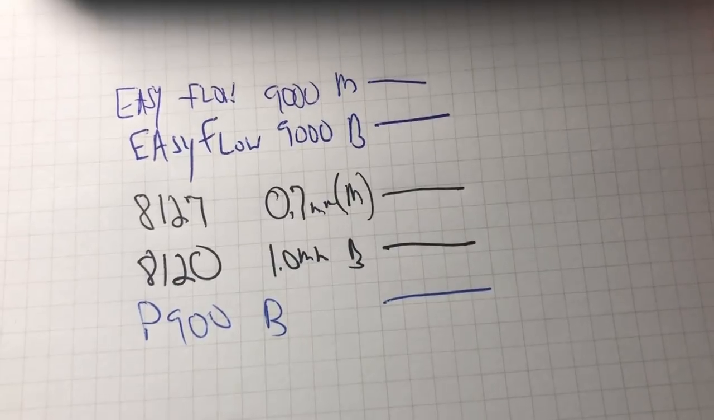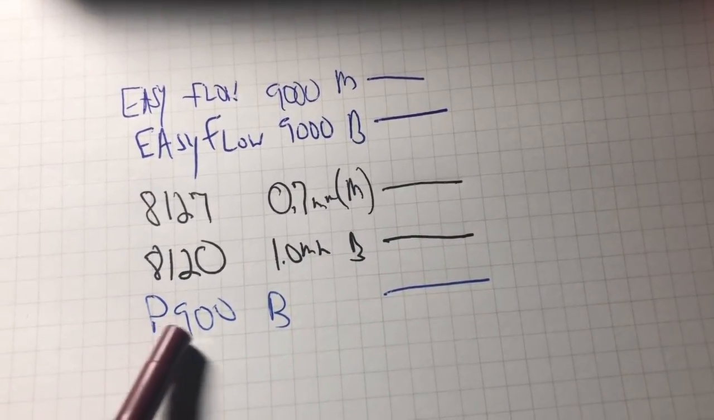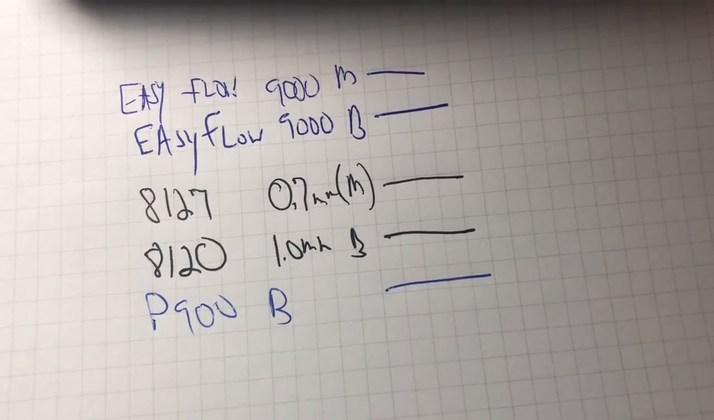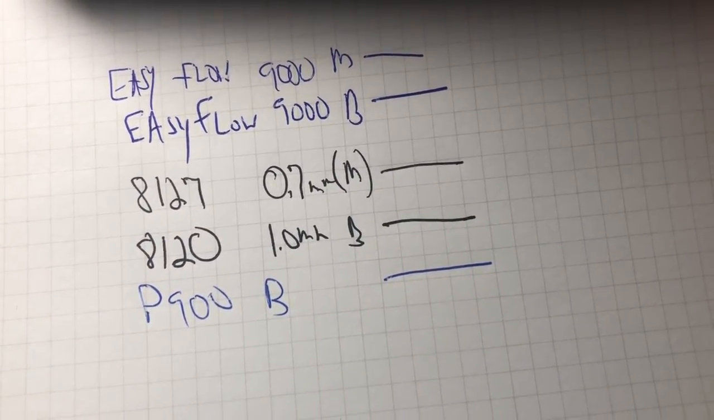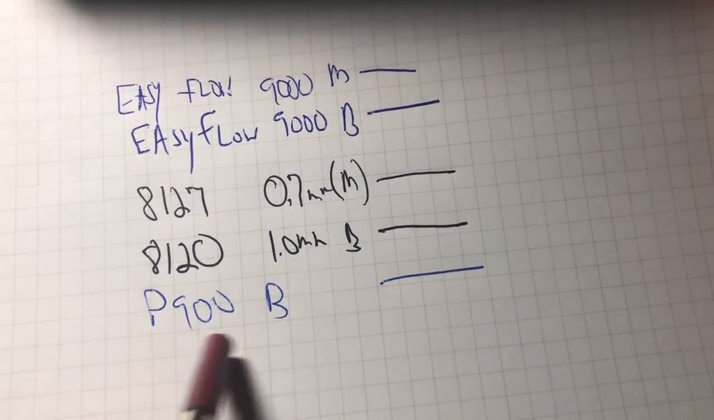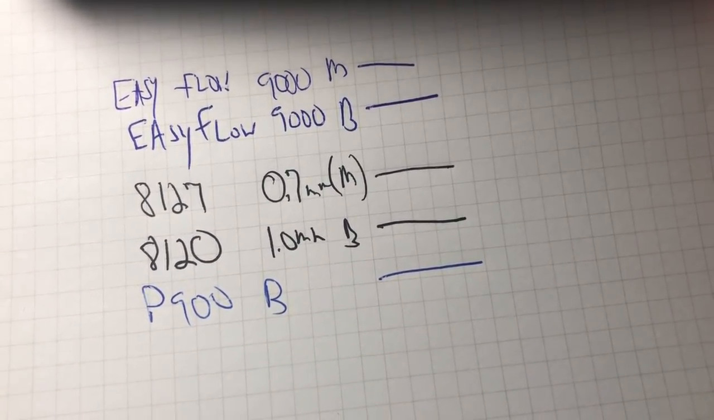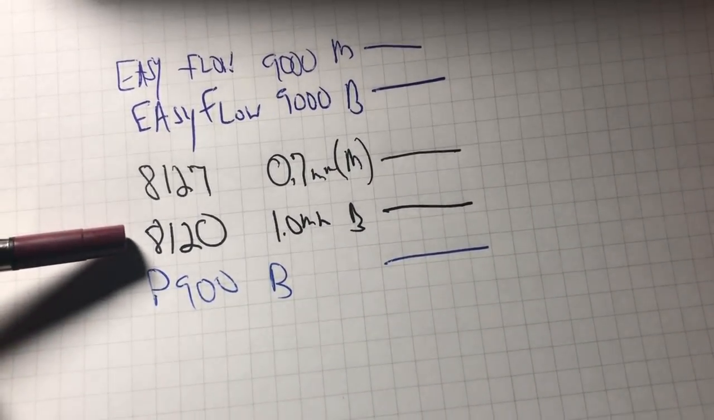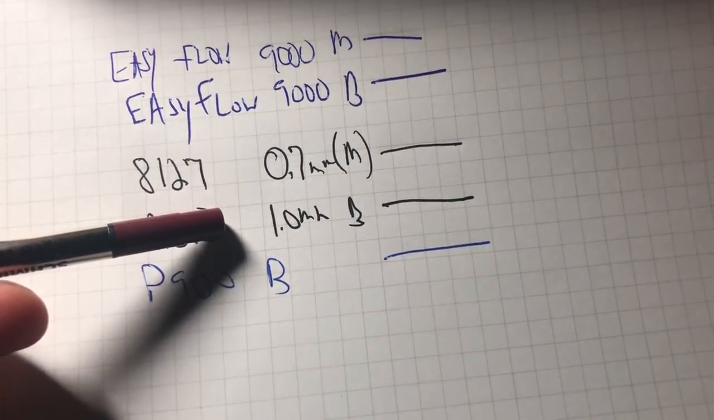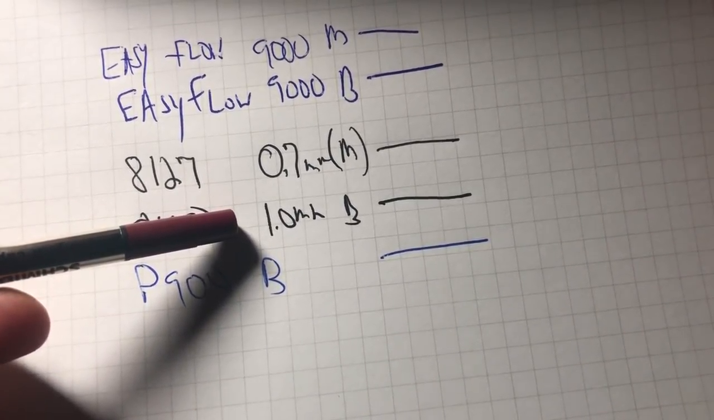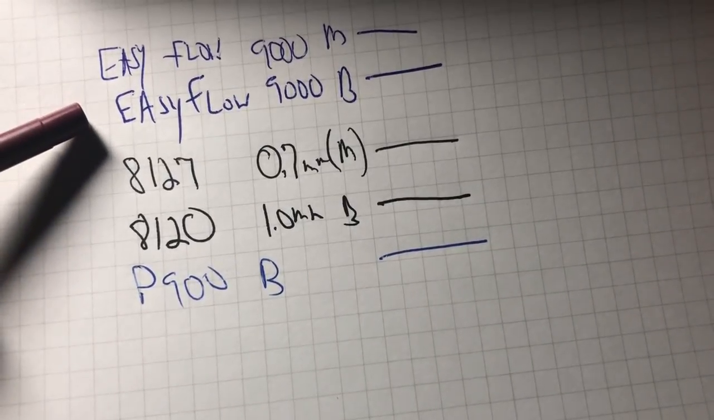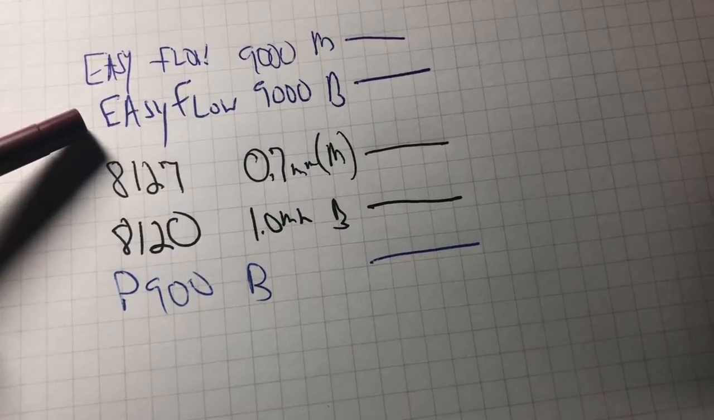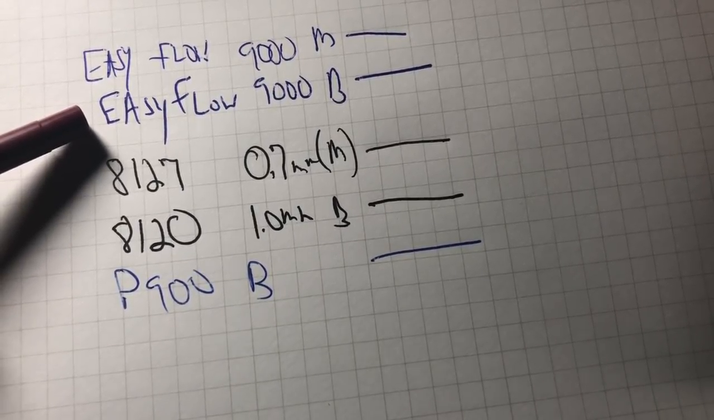So, what do we see here? We see ballpoint. You can see it's kind of less saturated. Color, it doesn't pop as much. You see some distinct ballpoint characteristics when you're writing, but again, that thing will write on pretty much anything short of glass. Then we see the 8120 with that 1.0 millimeter broad, putting down a really thick line and a lot of ink. The Easy Flow 9000B is similar. I don't think it's quite as generous with the ink, but it's really close.